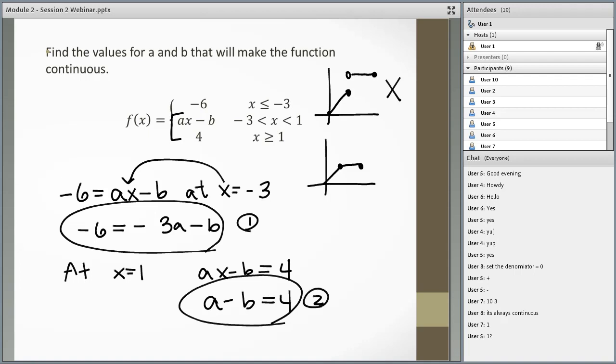So now I have equation 1 and equation 2. So I have my two equations and two unknowns, and I can use a system to solve this. And we'll do that in just a minute. Are there any questions so far?